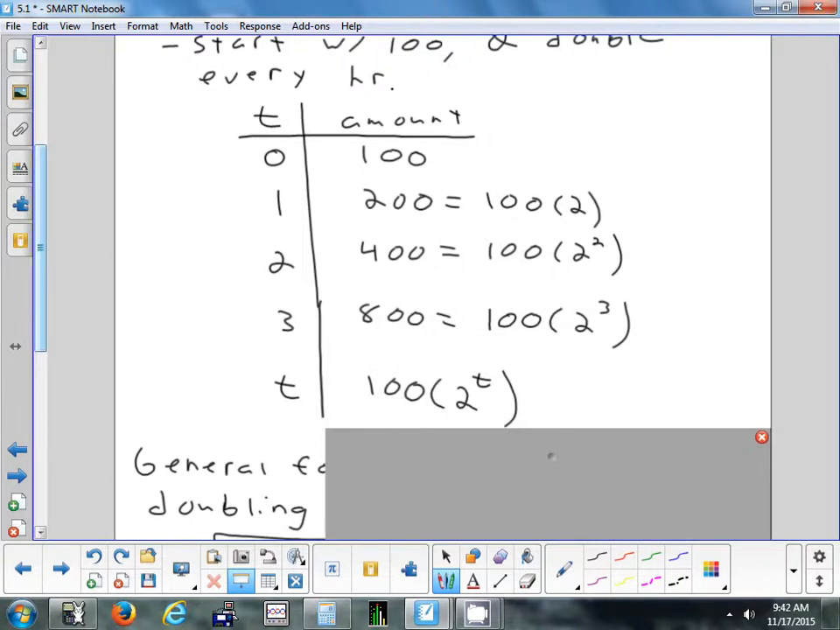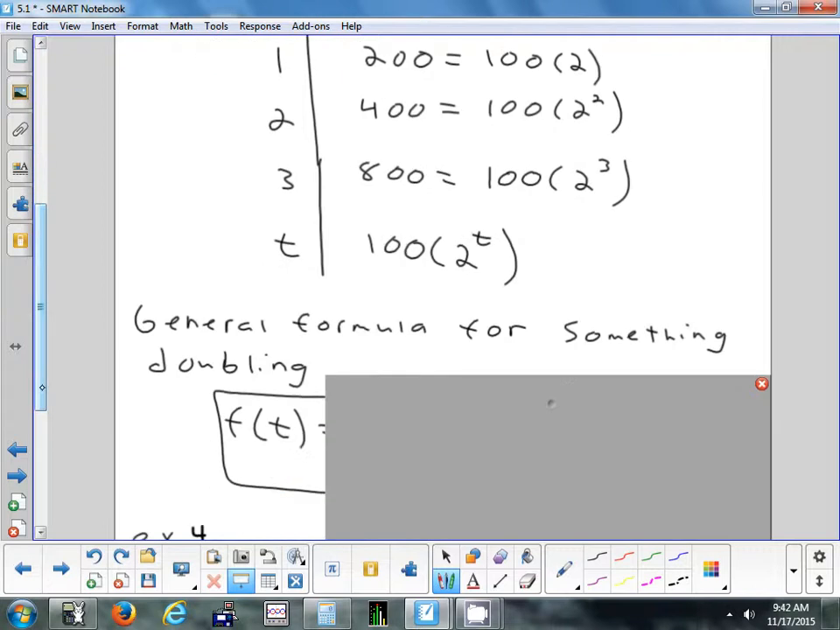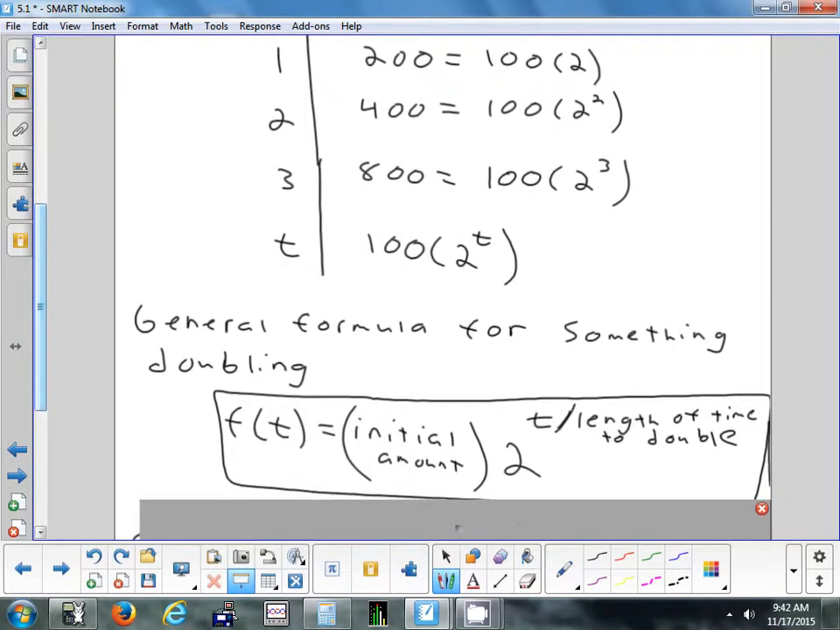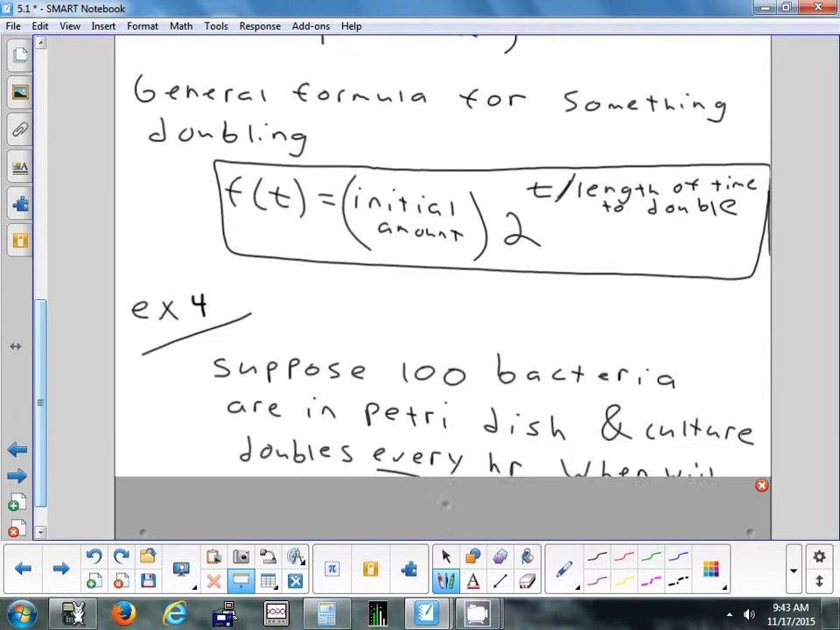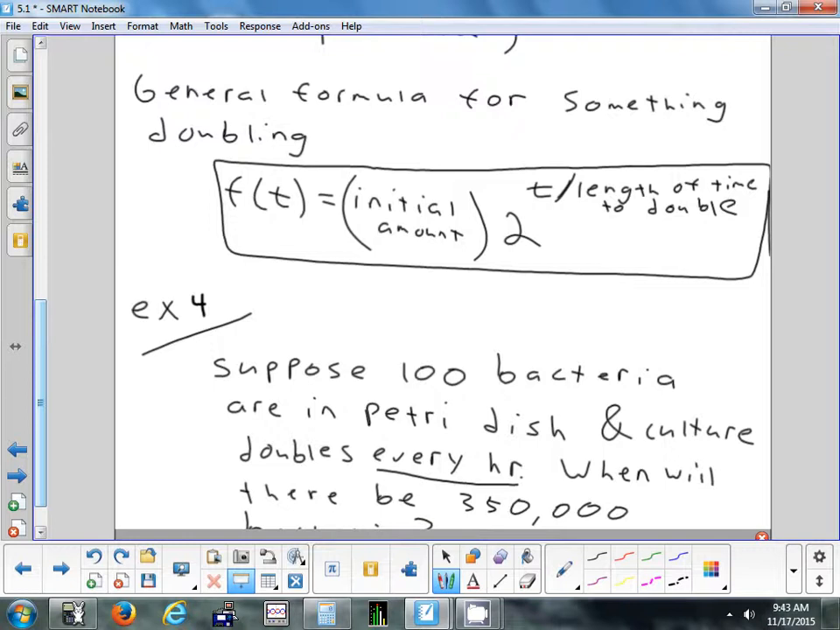It's basically the same as what we just had. We have an initial amount times a number raised to a variable. So this is the formula for something doubling: initial amount times 2 to the t divided by the length of time to double. If something is doubling every hour, then the length of time to double is 1. So a lot of times this is a 1. It's very similar to the last problem.